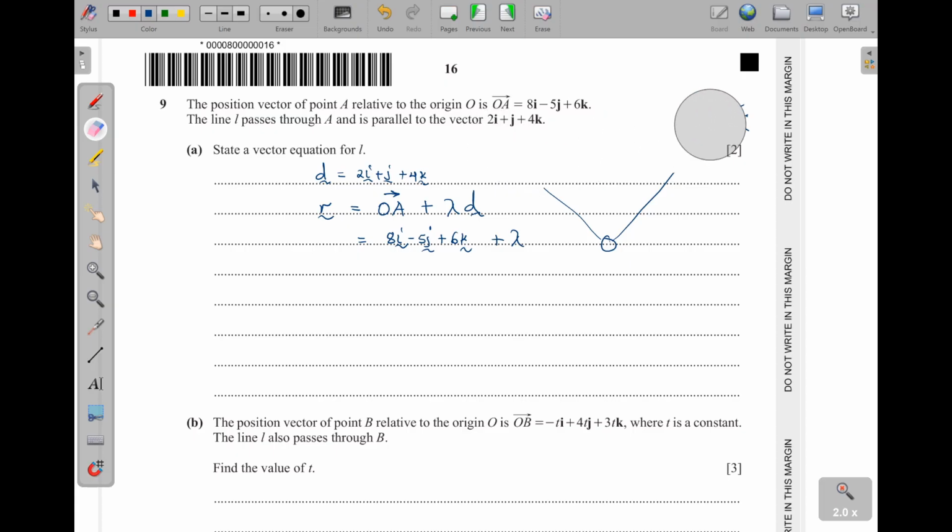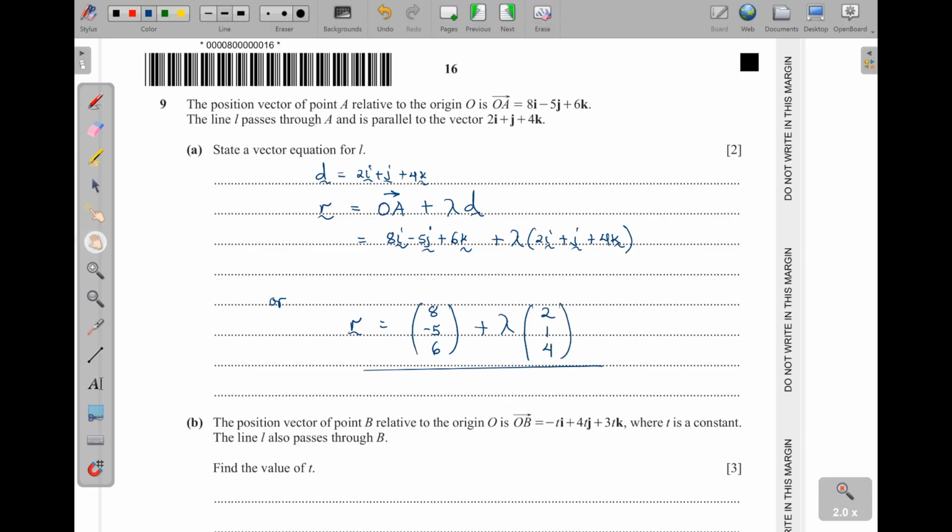Let me rub off this. And we shall have this one written as 2i plus j plus 4k. Or you can actually write it like this. You say (8, -5, 6), and this is the one I usually prefer most, and plus lambda into (2, 1, 4), like that. That is the equation of that line.